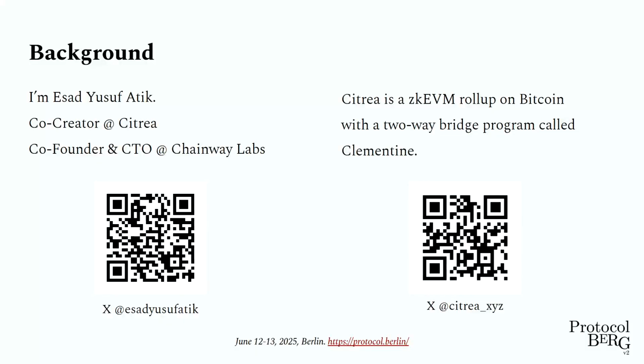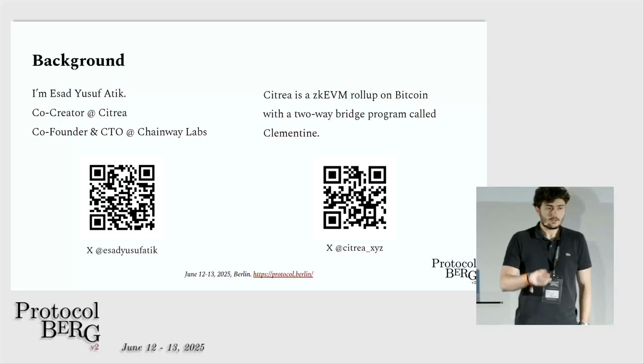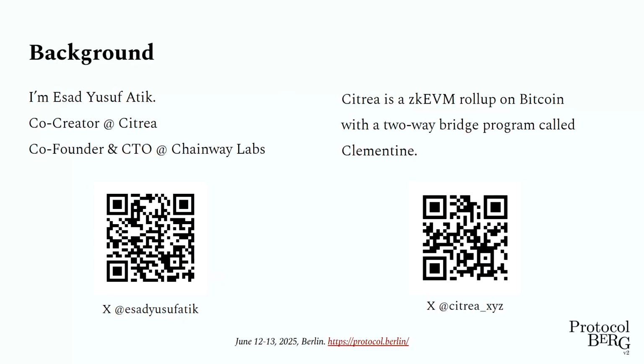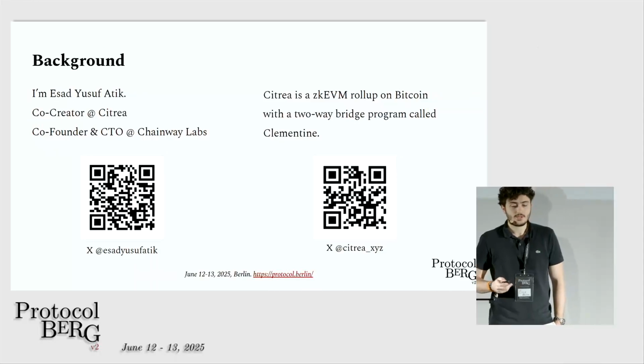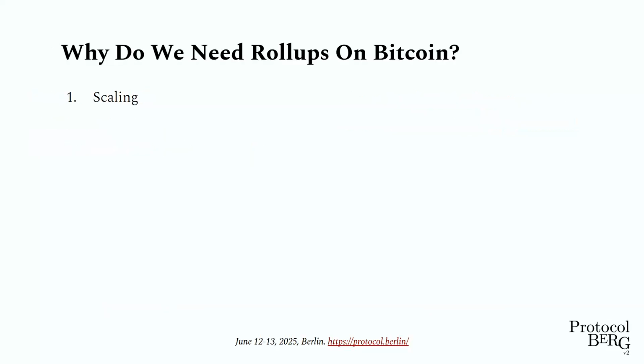A little background on me, our host already told you, I'm a co-founder and CTO at Chainway Labs. We were previously known for our work on Proof of Innocence, Malloc, Privacy Pools and Railgun. Now we are working on Citria. Citria is a ZK EVM rollup on Bitcoin, and it has a two-way peg bridge program called Clementine.